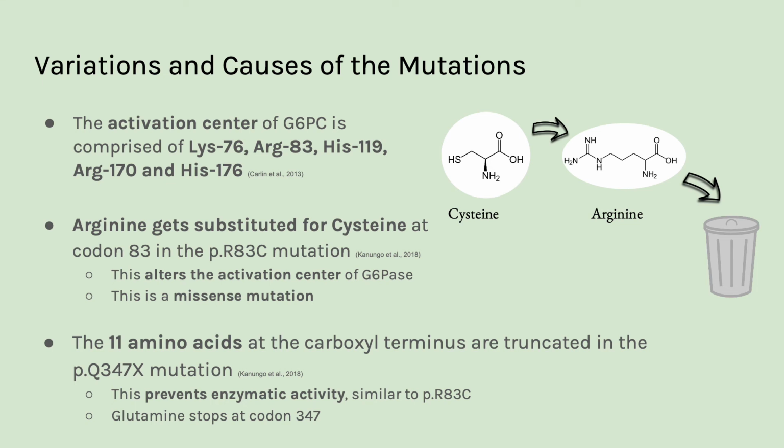As stated on the previous slide, the R83C mutation is one of the most common mutations, and it is caused by an amino acid substitution. The activation center of G6PC is comprised of 5 amino acids at various codons, one of them being arginine 83. The R83C mutation occurs in exon 2, and it is responsible for converting the arginine at codon 83 to a cysteine, and in turn altering the activation center of the G6Pase. The other common mutation is Q347X, which occurs on exon 5 and is caused when the 11 amino acids at the carboxyl terminus, located in the cellular cytoplasm, are truncated. This results in the inactivation of the enzyme G6Pase, similar to the R83C mutation.